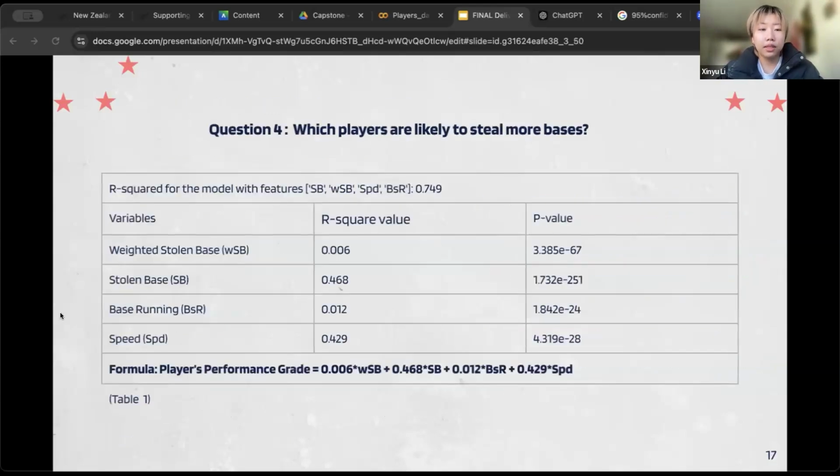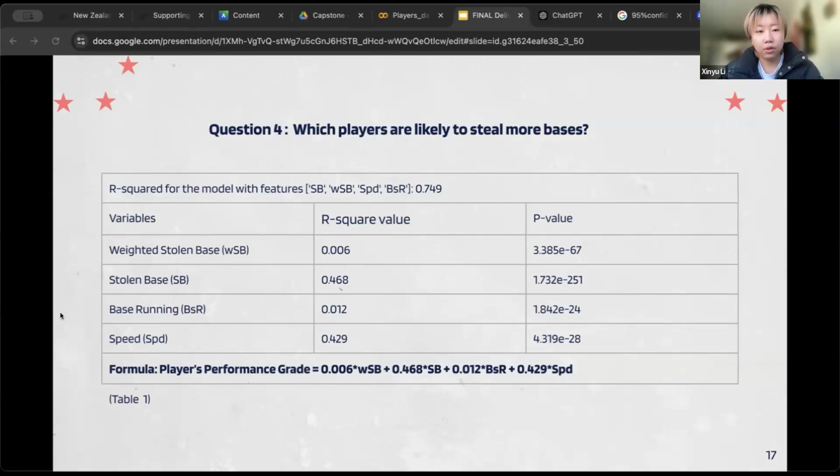The first model we built is the linear regression model here. The R square for the whole model is 0.749, which means that the model performs pretty well. Also, the p-value for each variable is pretty small, which means that all these 4 variables are statistically significant, so we can use these 4 variables to build our formulation, based on their R square values. The formulation is at the bottom of this table 1.